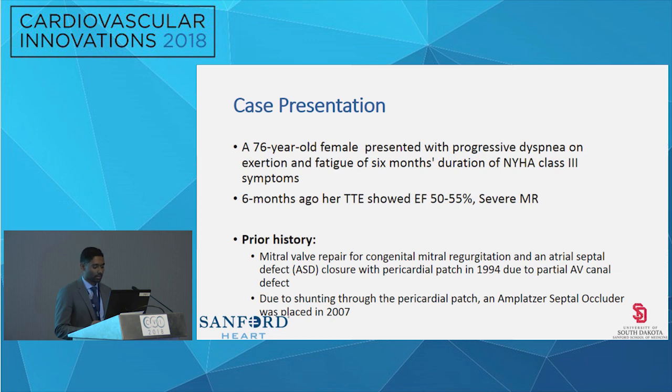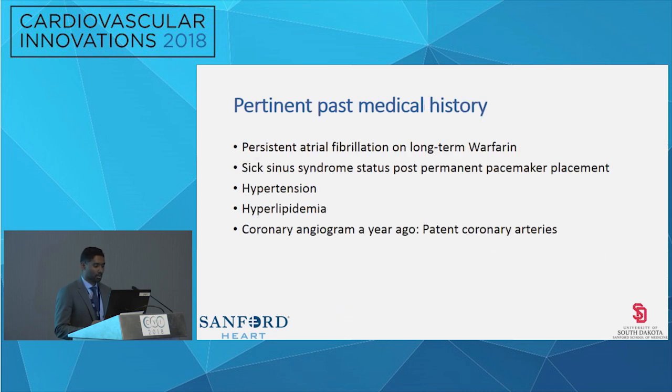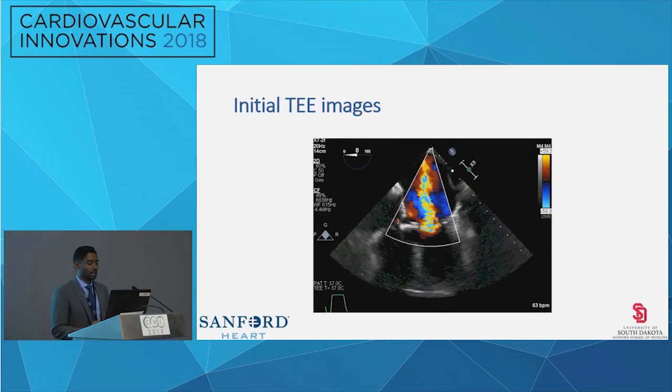The 1994 intervention, I'm not sure where it was done, but in 2007 it was done in one of our hospitals in our city. Other pertinent past medical history was persistent atrial fibrillation on long-term warfarin, sick sinus syndrome post permanent pacemaker placement, hypertension, hyperlipidemia. She had a coronary angiogram a year ago, which showed patent coronary arteries.